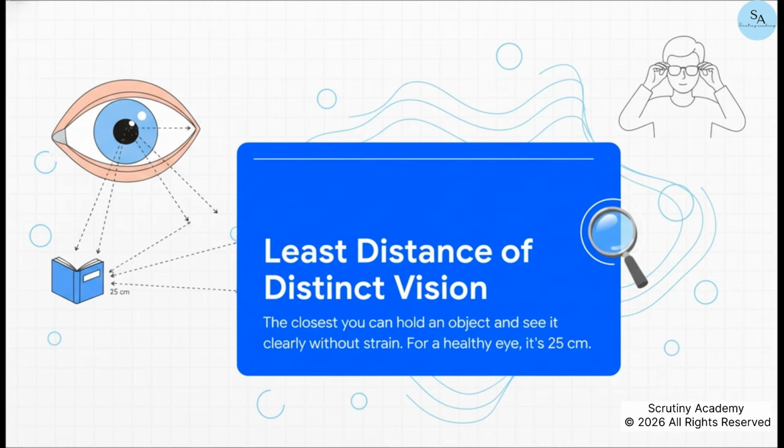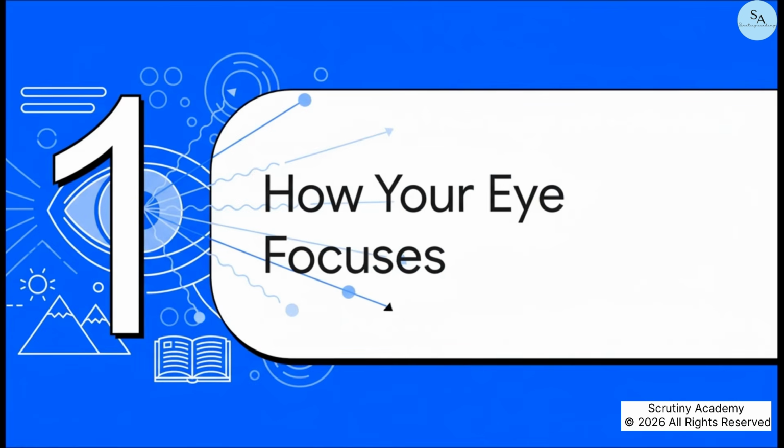If you get any closer than that, the tiny muscles inside your eye that focus the lens just can't keep up. They get strained and everything goes out of focus. So yeah, for a healthy eye, 25 centimeters is the sweet spot. Okay, so how on earth does our eye even do that? How does it pull off this incredible focusing trick? To get that, we need to take a lightning-fast tour of the eye's main parts.